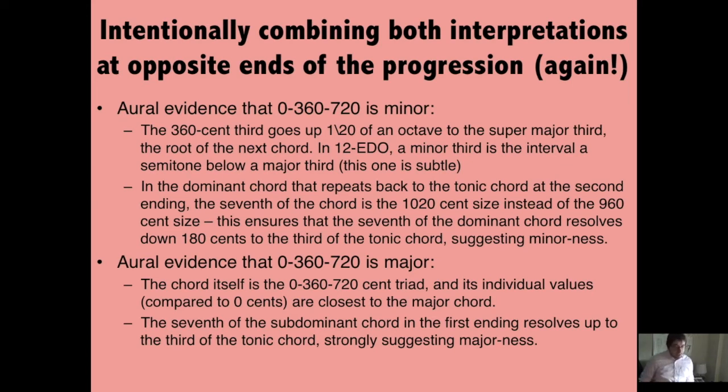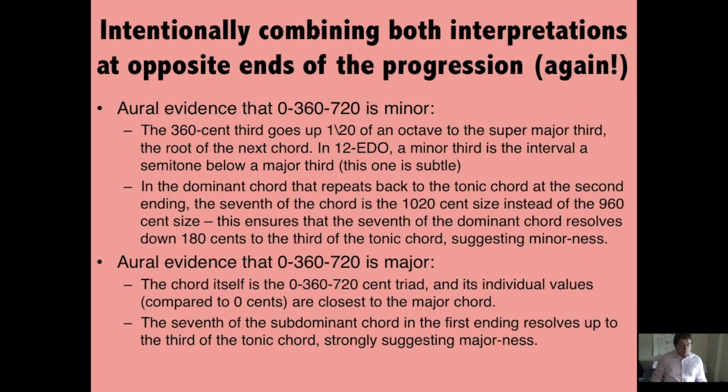So the oral evidence that that first chord is major, well, let's talk about minor first. The 360 cent third goes up 1/20 of an octave to the super major third, the root of the next chord. That's something you might not really notice very much, actually, but maybe if we listen to it again, you will. In 12, of course, a minor third is the interval of a semitone below a major third.